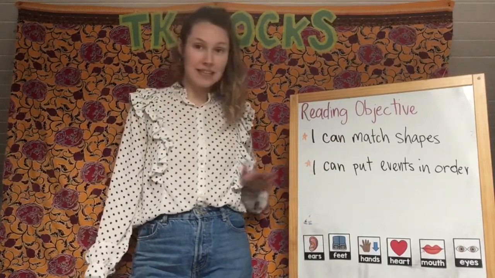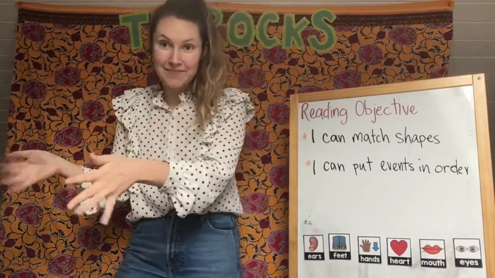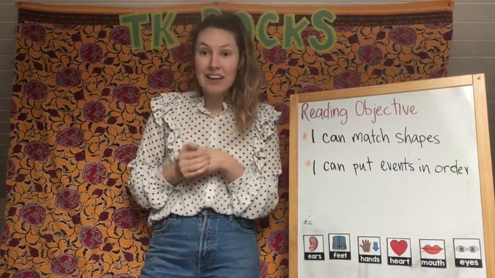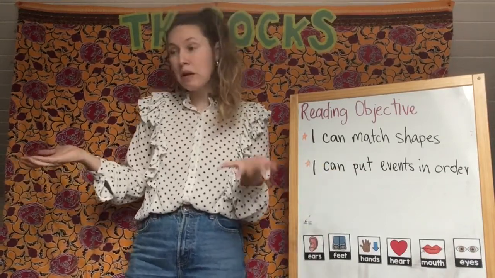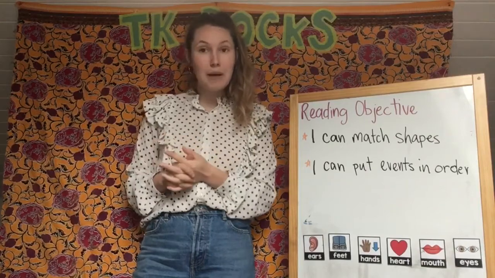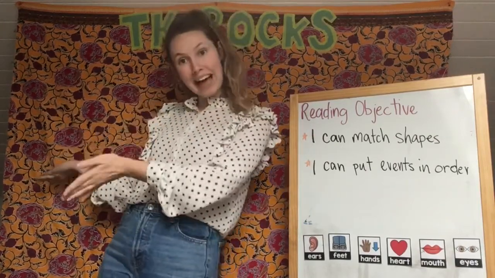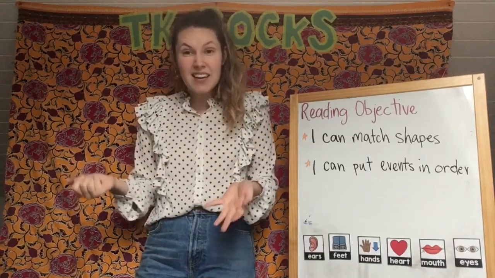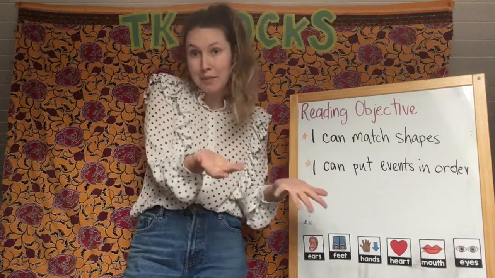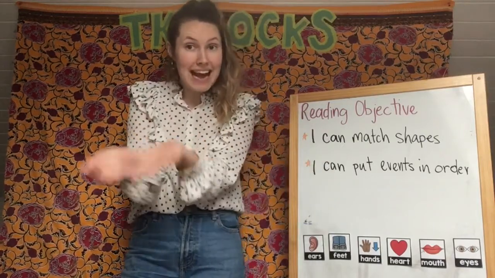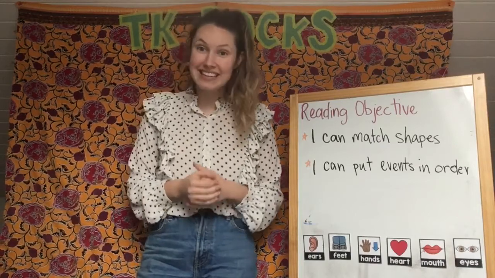Our second objective is I can put events in order. So we're going to be looking at events. An event is something that happens. And think about when we're reading a story and we talk about what happened first, what happened next, and what happened last. We're going to be seeing kind of like little mini picture stories and figuring out what happened first, what happened next, and what happened last. So we're going to head down to the screen and get started.